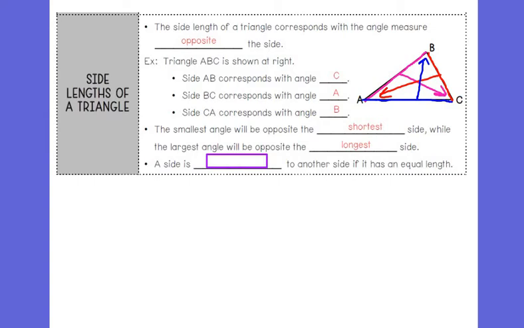A side is congruent to another side if they have equal lengths. There is a symbol for congruent, and it is an equal sign with a squiggly up top. That is the symbol for congruent, so you might want to add that. We did not want to write the word congruent because we're terrible spellers and we'd probably misspell it, so we came up with the symbol. Equal sign with a squiggly. Because I'm not the best writer.